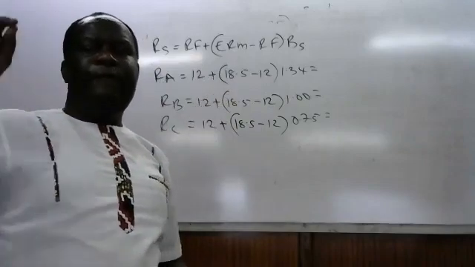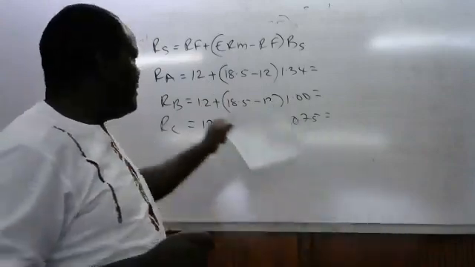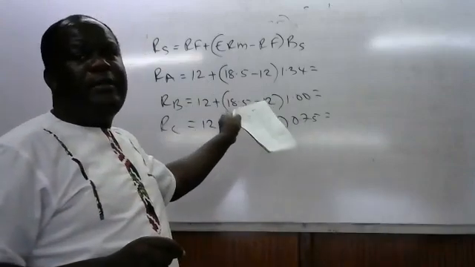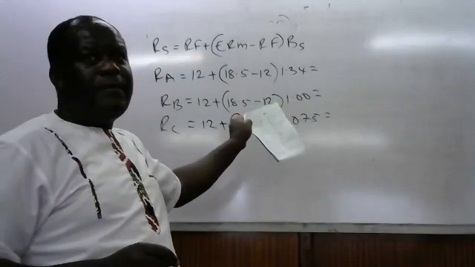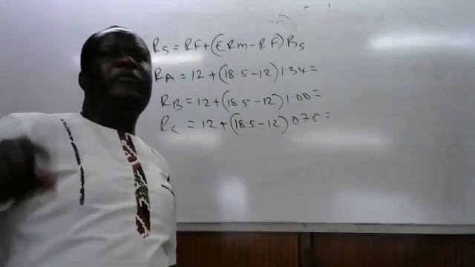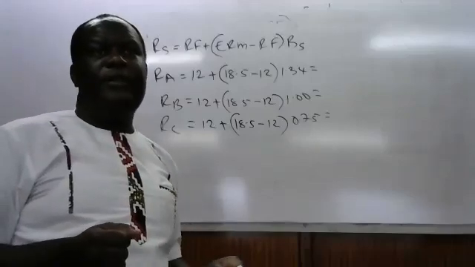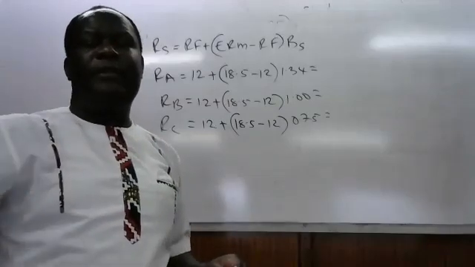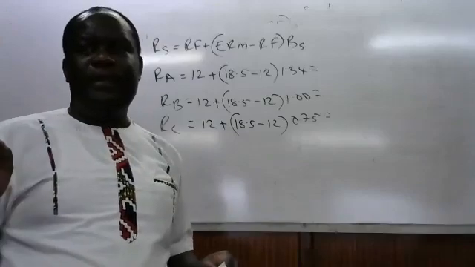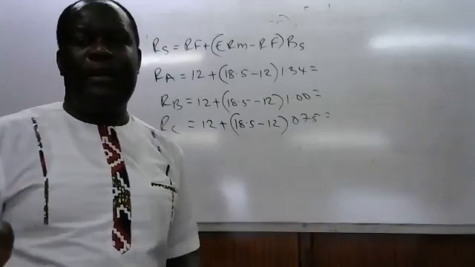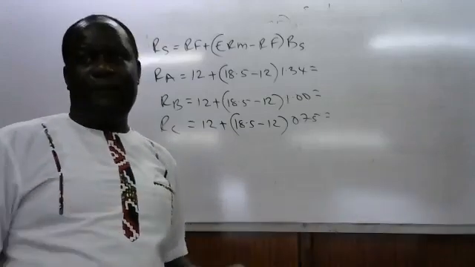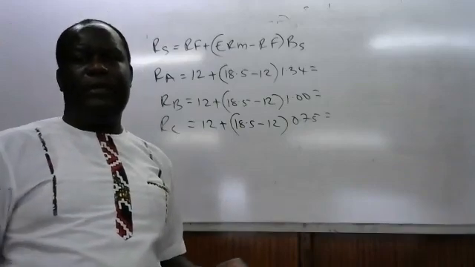So that 12 will be more than this, because this one is the benchmark. If the security gives you more than the benchmark, it is super efficient. If the security gives you less than the benchmark, it is inefficient. But if the two are the same, it means it is efficient. That's basically what they require you to do.